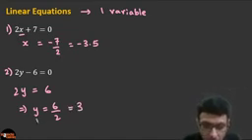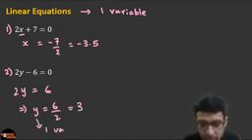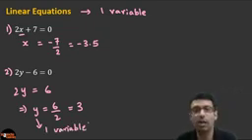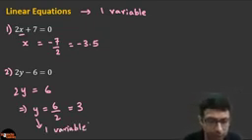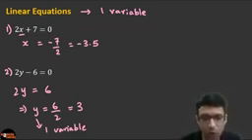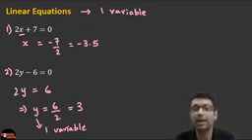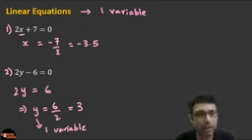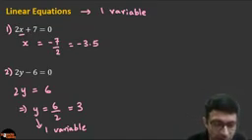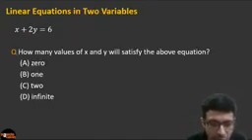Again, we have only one variable, so we have the linear equation in one variable. Clear here? Right? So we can represent this solution on the number line. We can put x on the number line at minus 3.5, and y we can put as 3, right? Clear? Now let's talk about another interesting thing.